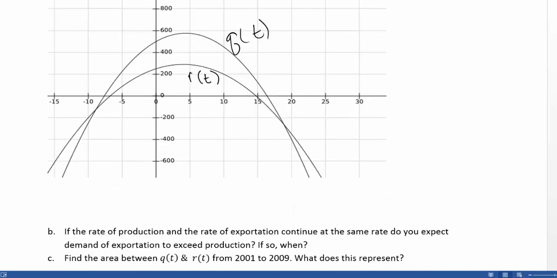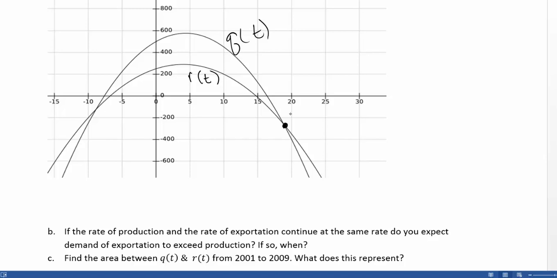If the rate of production and the rate of exportation continue at the same rate, do you expect demand of exportation to exceed production? If so, when? So we want to know when the amount of oil that we're exporting is going to be more than what we're producing. So if we look at these rates, we can see that right around here, the rate at which we are exporting is exactly equal to the rate at which we are producing.